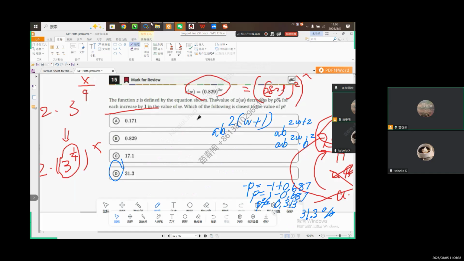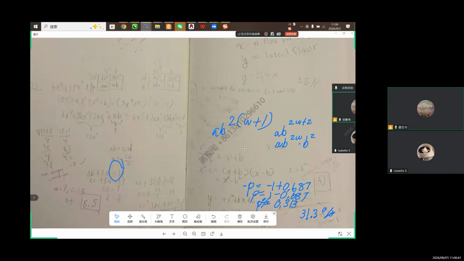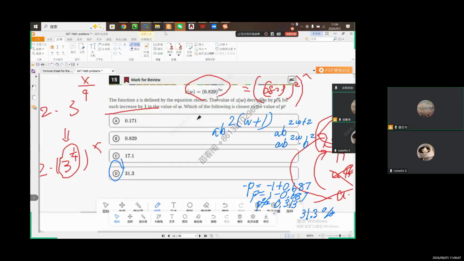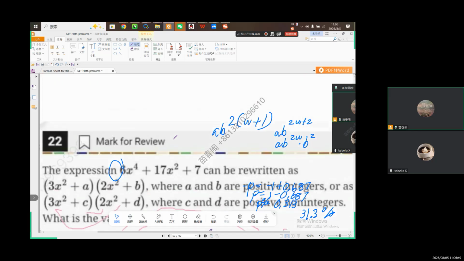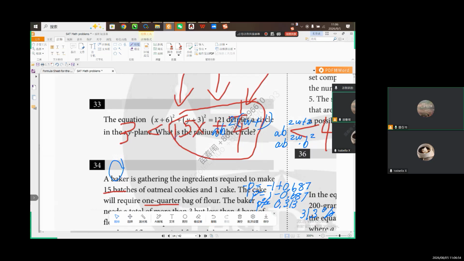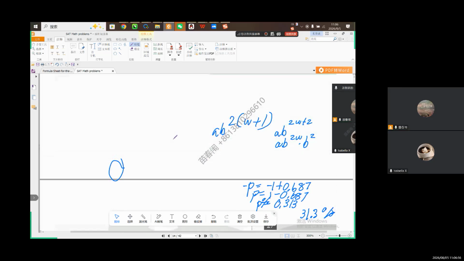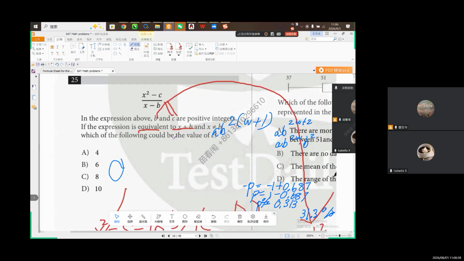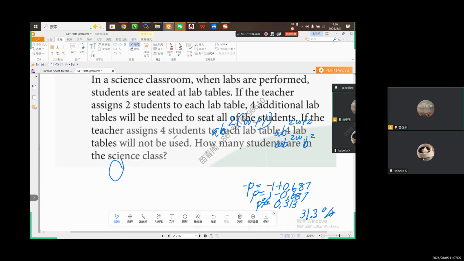Next one is what? Next one is this, well, x squared minus c, the one before that. X squared minus c, not this stuff. Okay, here is the one before this. Is this one, right?